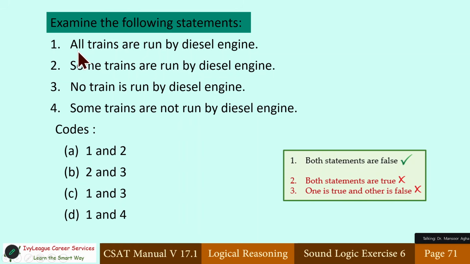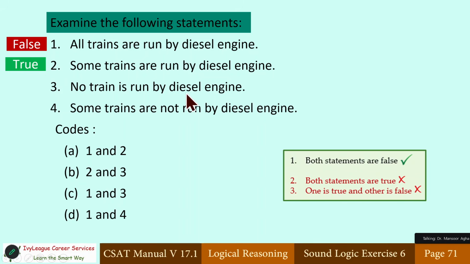The first statement says all trains are run by diesel engine, but you know that trains are not only run by diesel engine. They are also run by electricity. They can also be run by a coal engine. As a result, this first statement which says all trains are run by diesel engine is a false statement. Let's check the second statement. It says some trains are run by diesel engine. Yes, I agree. Some trains are run by diesel engine. Others are run by electricity or by a coal engine. As a result, the second statement is factually correct, true.